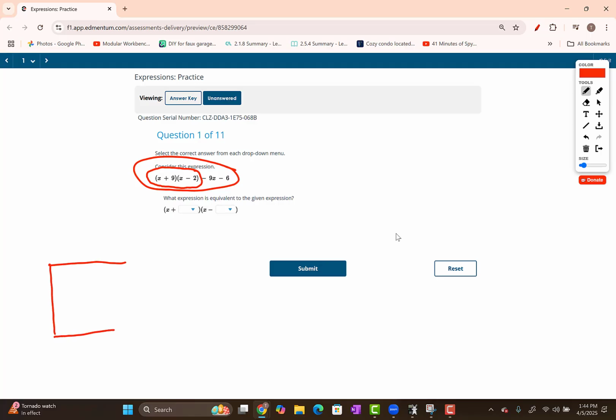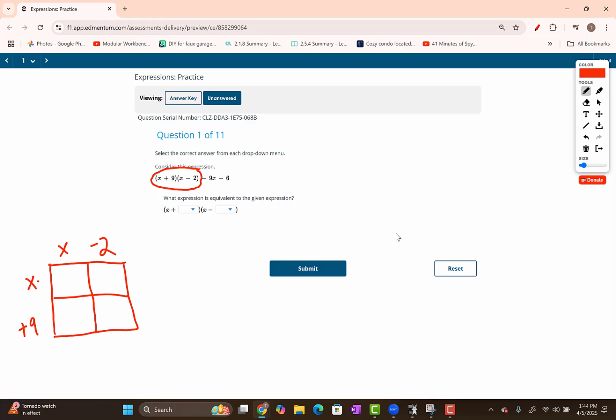To multiply two binomials together, I like to draw a little Punnett square. This just helps keep my terms organized. So we're going to multiply first x plus 9 times x minus 2. Right now all we're doing is this part of the expression, that multiplication.